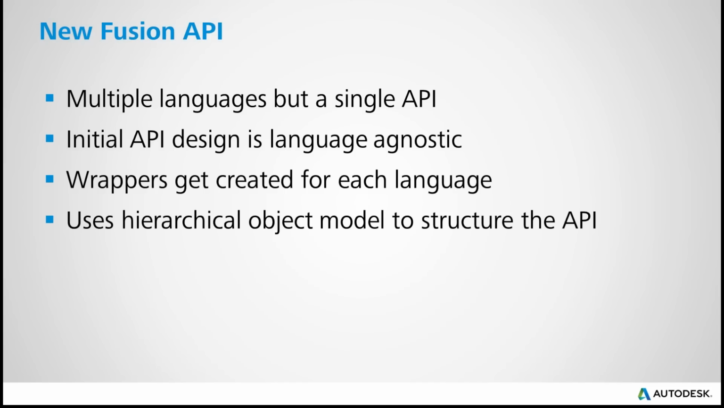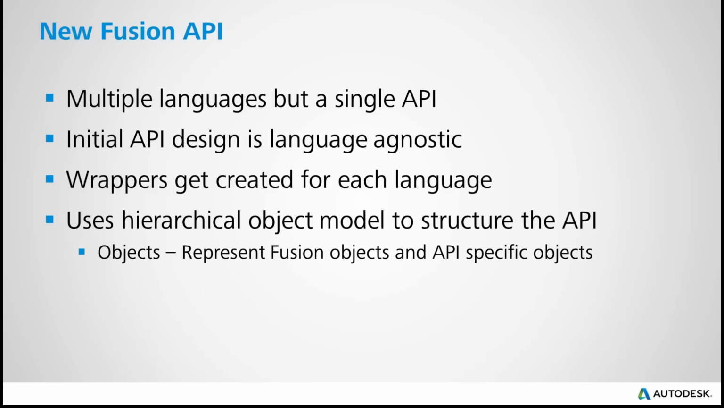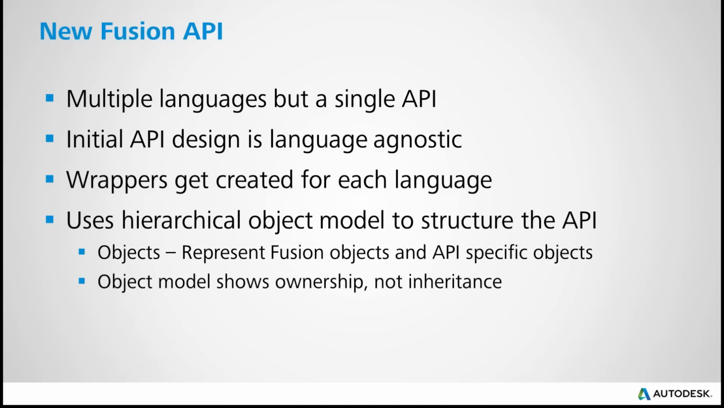The API is exposed through what we call an object model, which I'll describe in a little more detail. In this object model, each object in this structure represents an object in Fusion, and some that are API specific. We'll look at an example in just a second. Something that's confusing to some people that are new to this is that an object model is showing ownership between objects. It's not representing any kind of inheritance model. That's separate.